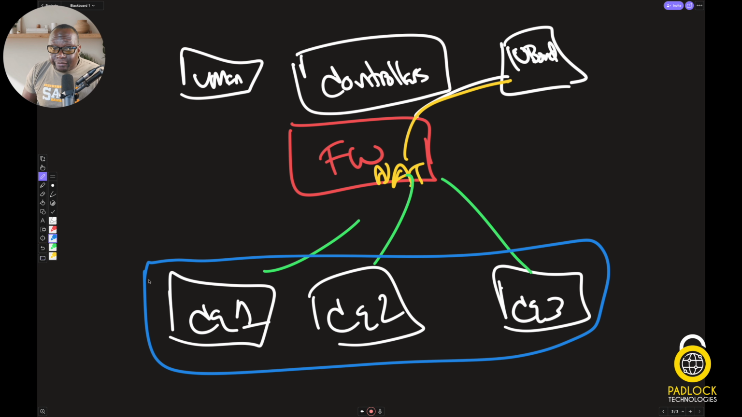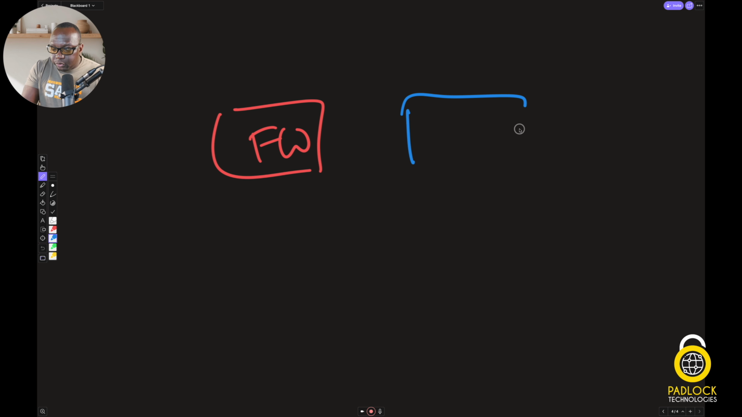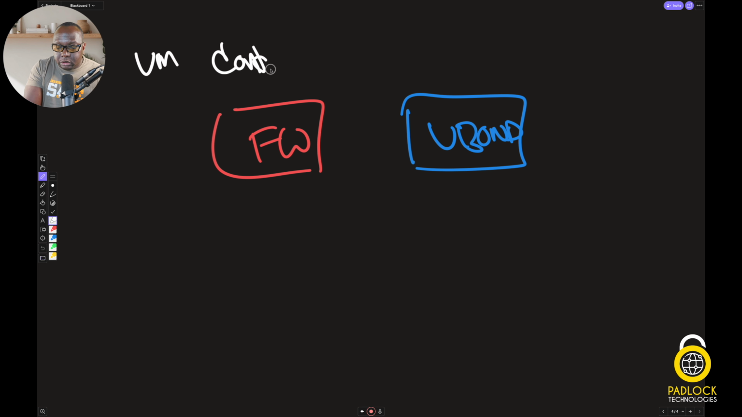So what you actually have to do, there are two ways you can do this. And I'll get to the next screen. You can either do this design, which is firewall here, vBond on the outside, right? Then you have vManage and controllers on this side.